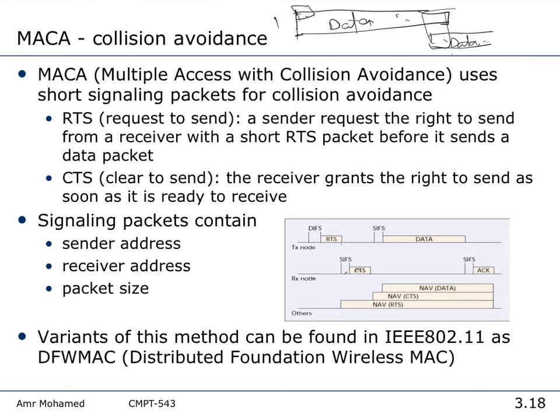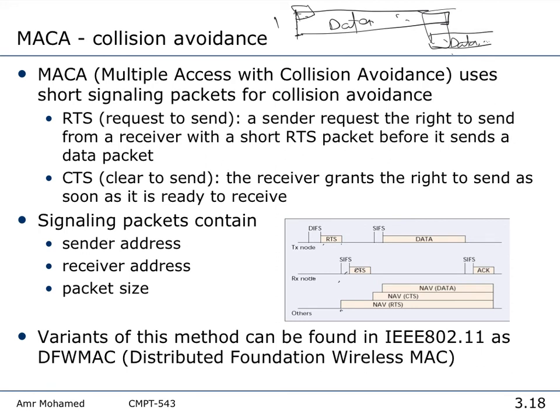What will happen to all the other nodes who listen to RTS? They know that the transmitter is trying to send to the receiving node, and they should not be part of it, so they go into a phase called NAV, or network allocation vector. NAV is like: I listened to RTS, I know that node X wants to send to node Y, and I'm not part of it.